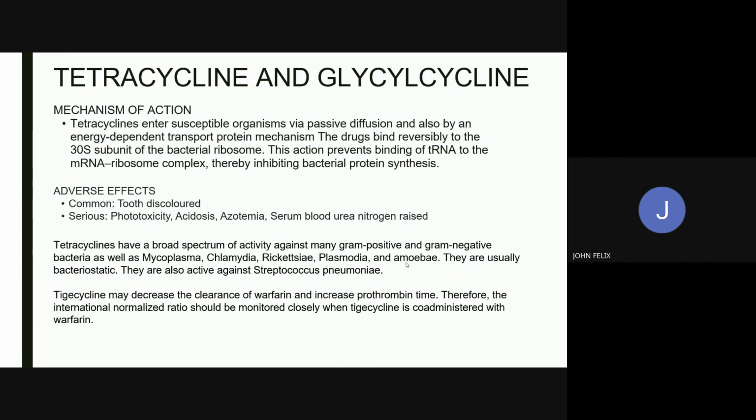The drugs can act on either of the subunits. So tetracyclines focus on the 30S ribosomal subunit, and they prevent the binding of tRNA to the mRNA complex, thereby inhibiting protein synthesis. The common adverse effect associated with tetracycline is tooth discoloration. So it is not recommended for children, and serious effects may include phototoxicity, acidosis, azotemia, and a rise in serum blood urea nitrogen. Next slide, please.